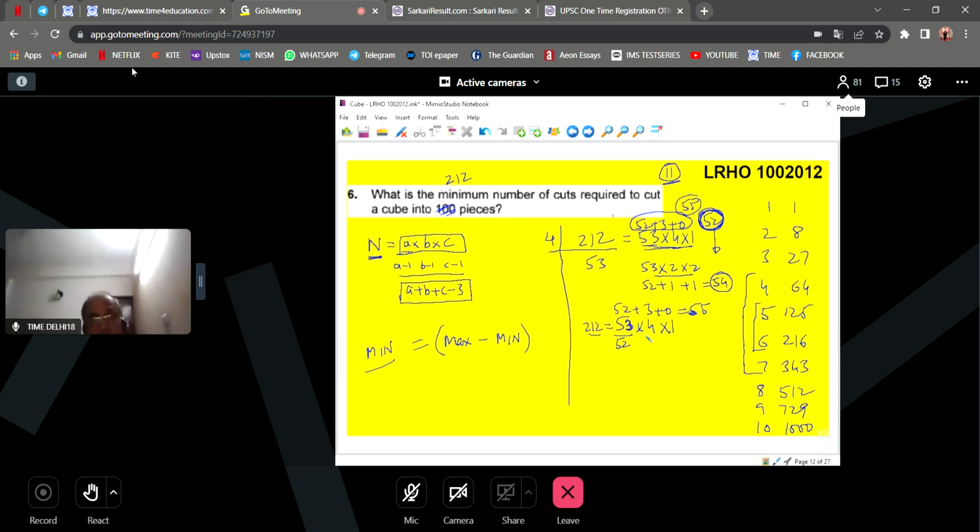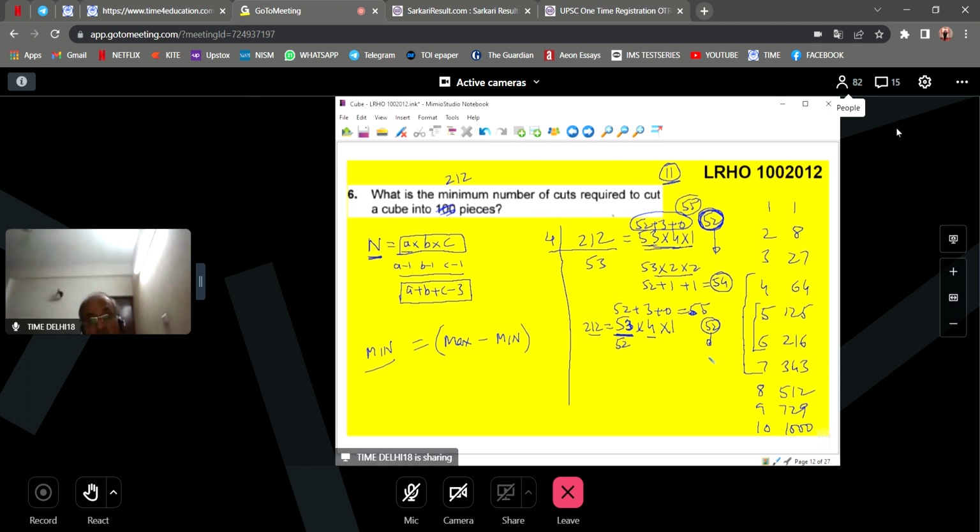Can I do anything for reducing the difference between maximum and minimum here? Maximum कितना है 53, मिनिमम कितना है 1, डिफरेंस कितना है 52. क्या मैं इस डिफरेंस को कम कर सकता हूं? Yes, I can do that. See, I cannot touch this number 53. Why? Because it's a prime number. Well, I can do something about this number 4.